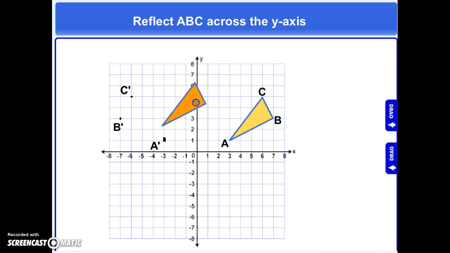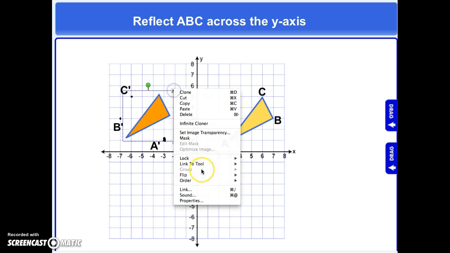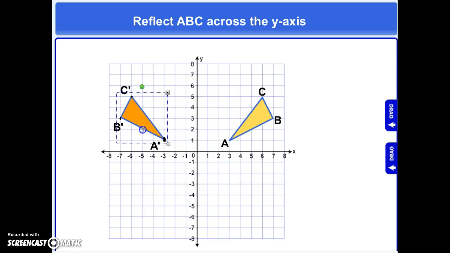We can take this figure, but notice if we just slide it like we did in the last lesson, it won't work. So we actually do have to flip it. In this case, I'm going to flip it left to right, and it should line up perfectly with the other figure.